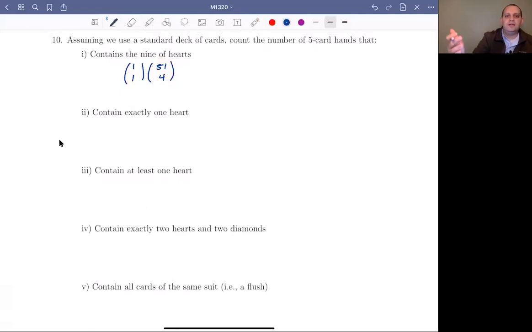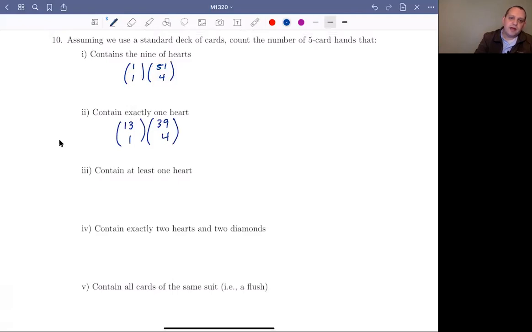So now let's use that methodology. Let's use that analysis and count how many 5-card hands contain exactly 1 heart. So how many hearts are there? Well, there's 13, and we want to choose one of them. How many non-hearts are there? Well, 39, because that's 52 minus 13. You want to choose 4 of those. Okay, so there's 13 choose 1 times 39 choose 4 ways to get a 5-card hand with exactly 1 heart.